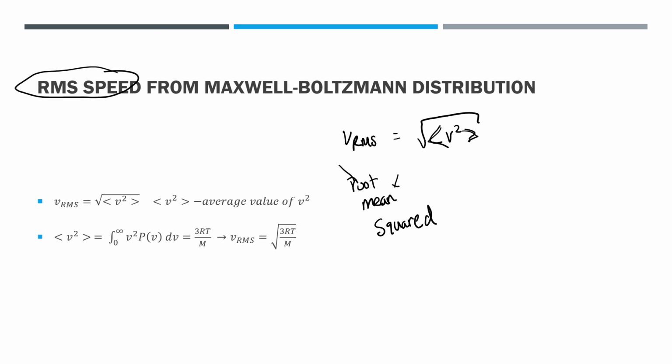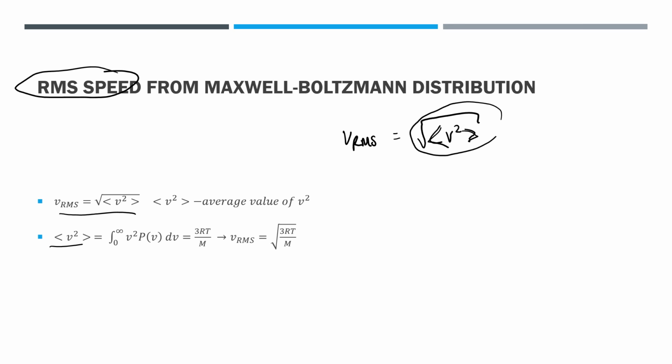Okay, so now we can do this, and if we can actually calculate this from the Maxwell-Boltzmann distribution, that would be pretty cool, right? And we can confirm our formulas from AP Chem. So VRMS is the square root of the average value of V squared. How do we find the average value of V squared? The average value of V squared is equal to the integral from 0 to infinity, that means over all velocities, of V squared times P of V dV.